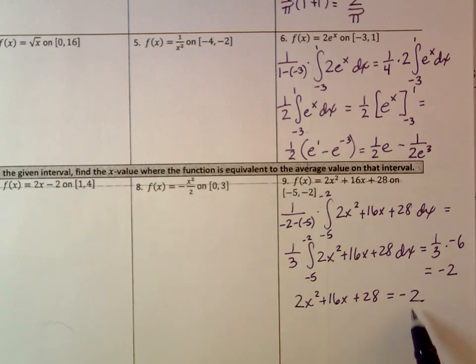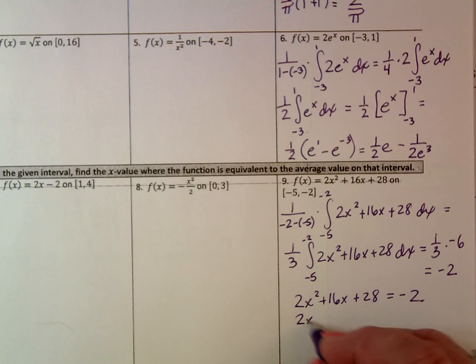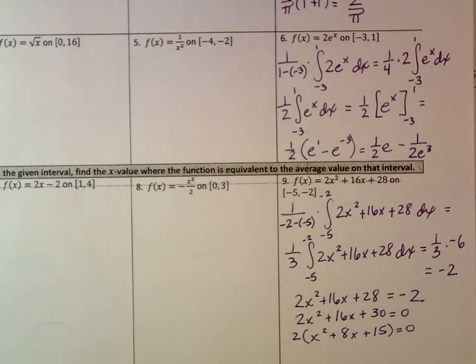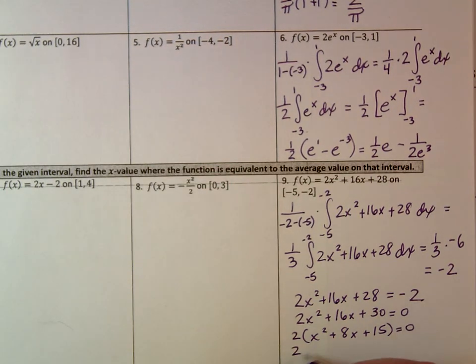So you're going to bring the negative 2 to the other side. That gives you a 30. 2x squared plus 16x plus 30 is 0. Everybody's divisible by 2, so I can factor out a 2. x squared plus 8x plus 15. And then, lucky for us, factors of 15 that add up to 8 are 3 and 5. So here I am, (x plus 3)(x plus 5) equals 0.